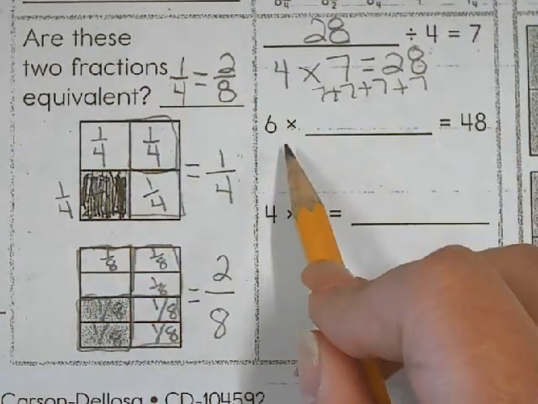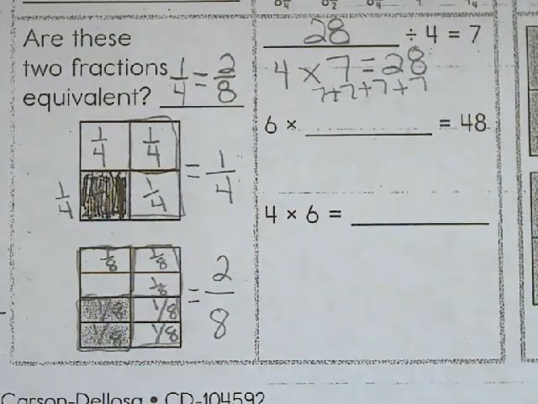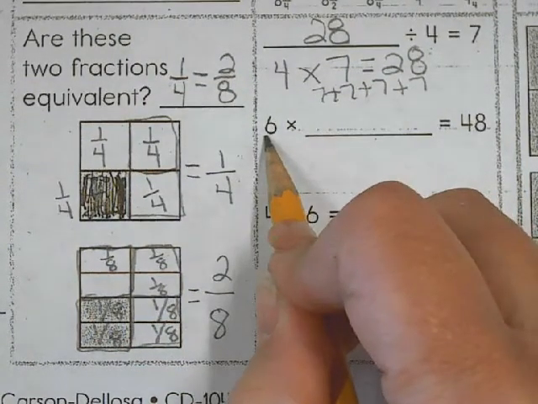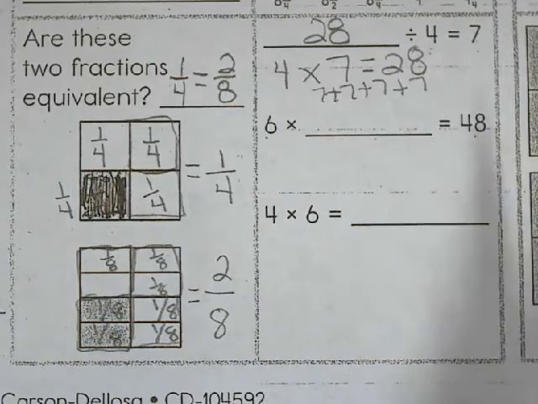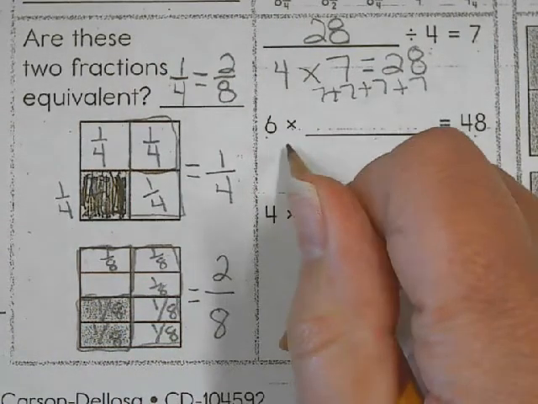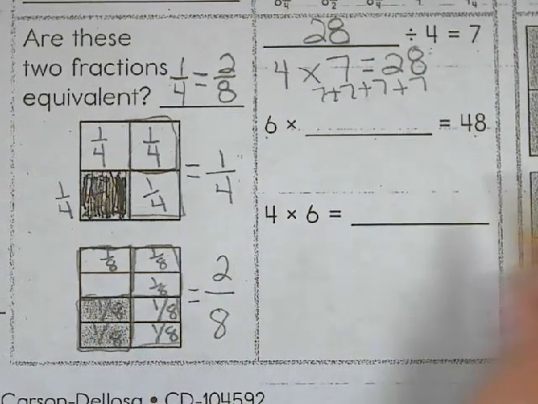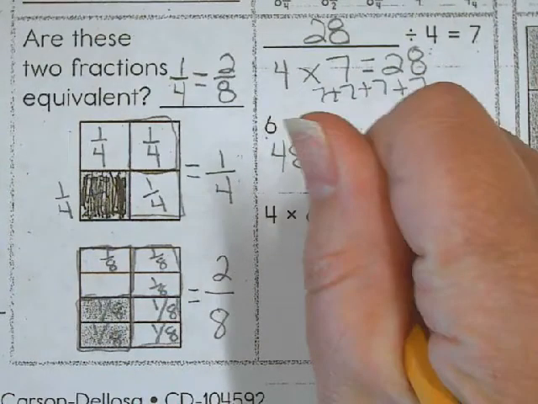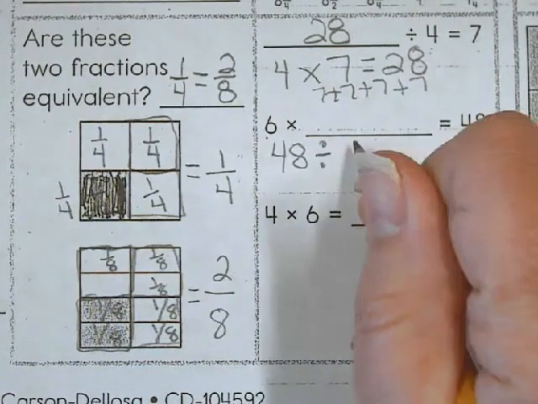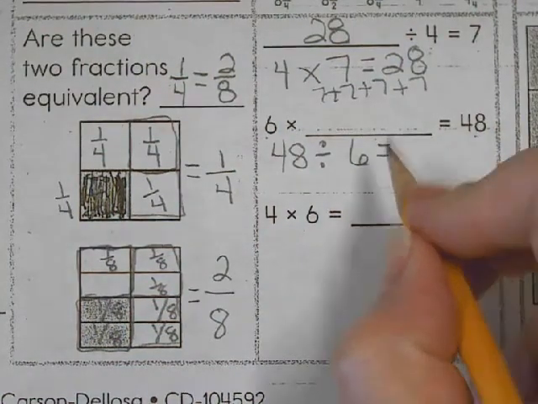In our second equation, we're missing one of our factors. But we know the first factor, which is our groups, and we know our product, which is the total number of objects for all the groups. So if I were to take 6 groups and count up to 48, I would realize that I would be using division, which is our opposite or inverse operation to multiplication.